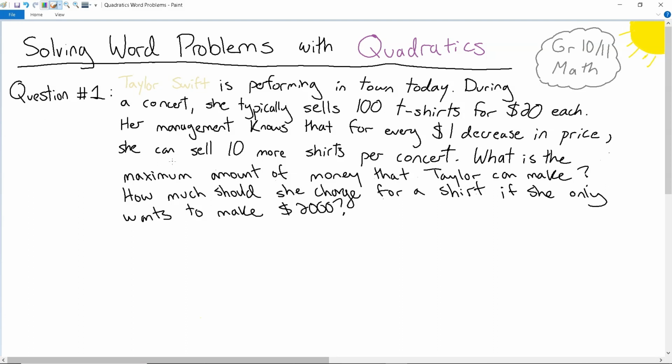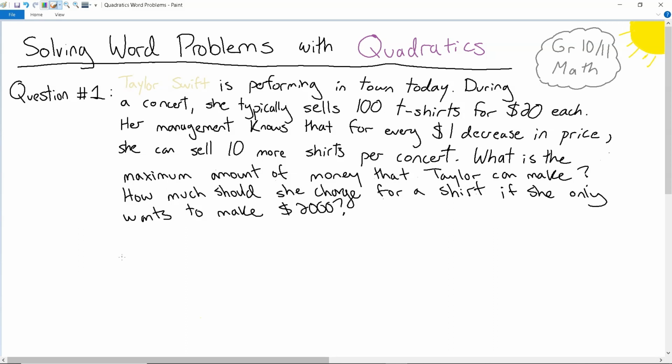Question number 1 says, Taylor Swift is performing in town today. During a concert, she typically sells 100 t-shirts for $20 each. Her management knows that for every $1 decrease in price, she can sell 10 more shirts per concert. What is the maximum amount of money that Taylor can make? And how much should she charge for a shirt if she only wants to make $2,000?